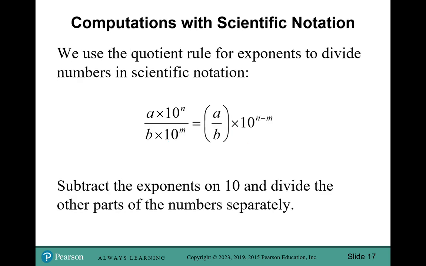Alright, so we use the quotient rule for exponents to divide numbers in scientific notation. A times 10 to the n over b times 10 to the m. So we get a over b times 10 to the n minus m. We will subtract the exponents on 10 and divide the other parts of the number separately. So, essentially what you're doing is you've got a times 10 to the n over b times 10 to the m. You're keeping the numbers out front and dividing those, and you're subtracting the exponents there on your 10.